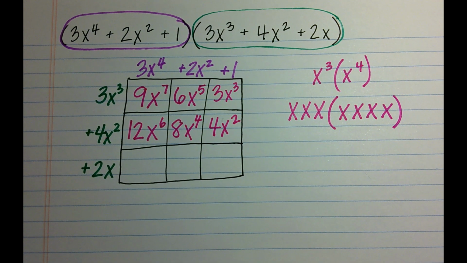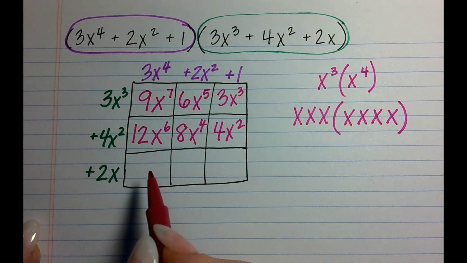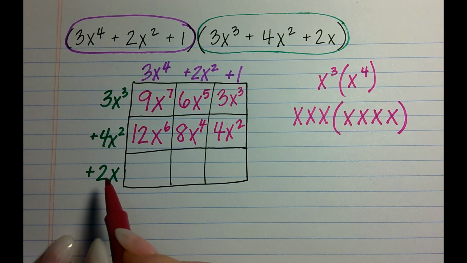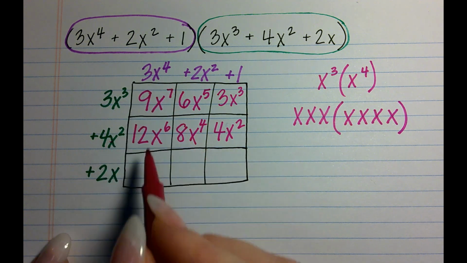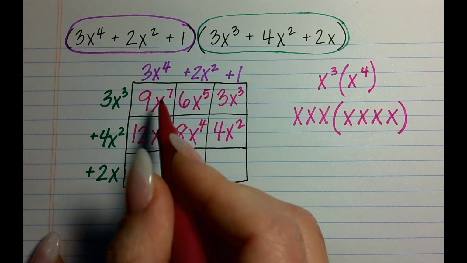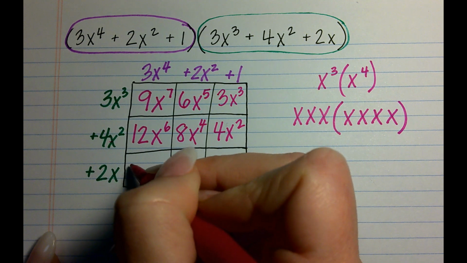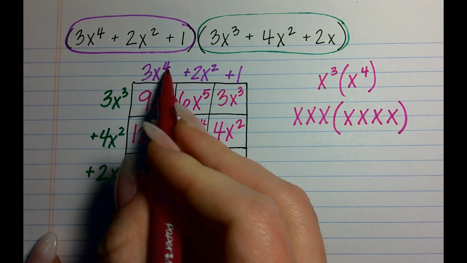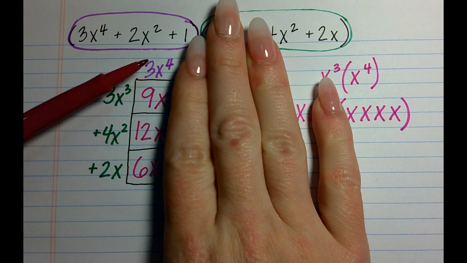Okay, one more row. What do I multiply here? 2x times 3x to the 4th power. Oh, I'm sorry, my eyes went too far. What's our coefficient going to be? 6. Good. And our exponent? We started with the 4, and now we have a 1 here, right? So what is 4 plus 1? 5.